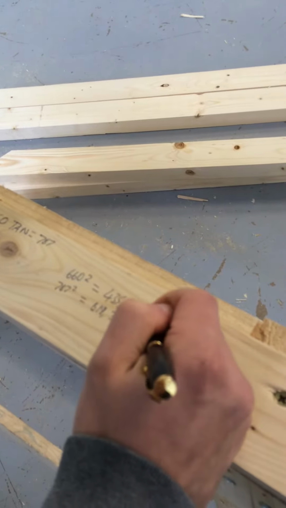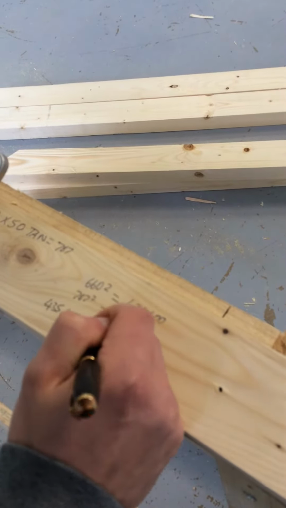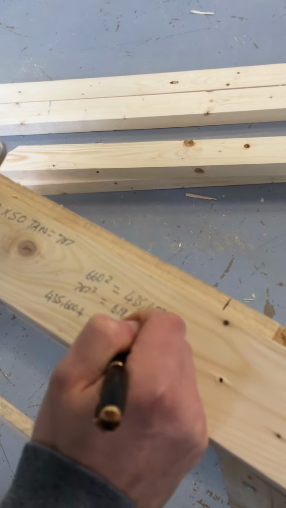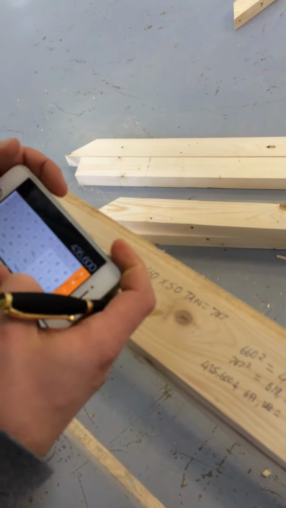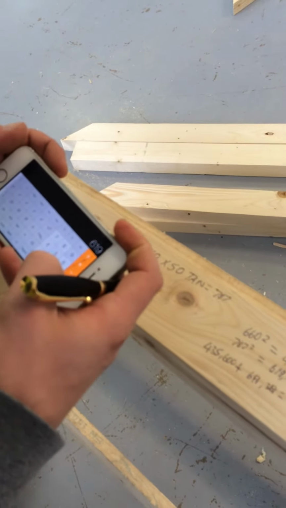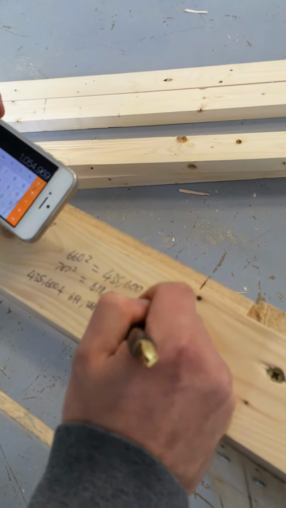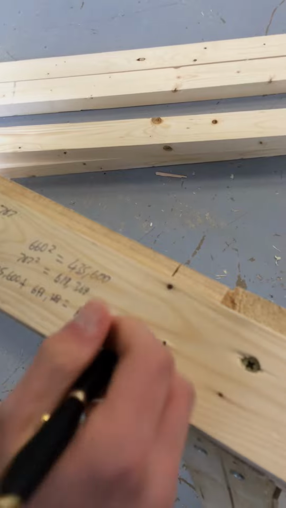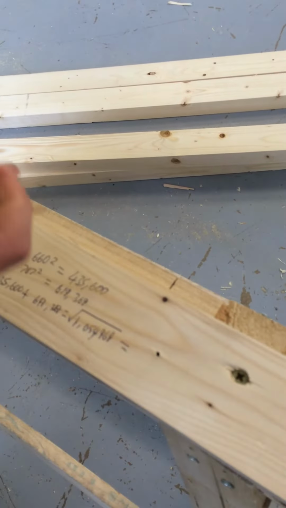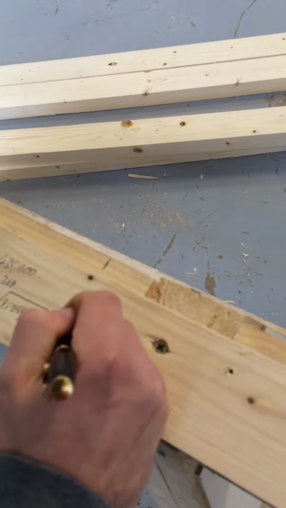Now what you have to do is add both of them together. So 435,600 plus 619,369 equals 1,054,969. Now to find out the TLCR, you find the square root of that number. The square root gives you 1027, and that gives you your true length for your common rafter.